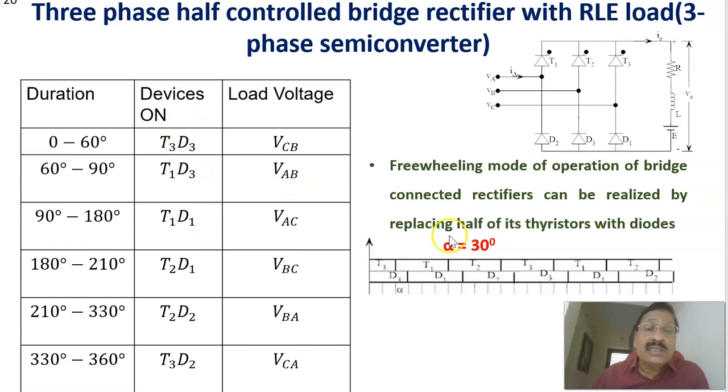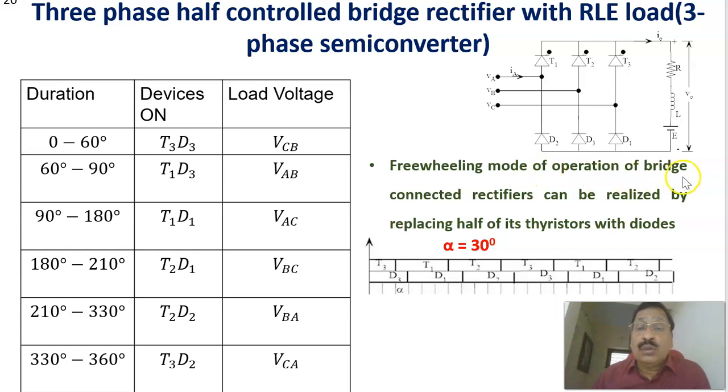Like that, looking from this one, you can write which is from the positive group and which negative diode is conducting. Based on that, you will be getting the corresponding voltage across the RLE load. That is indicated in the table. At different instants, what are the devices that are conducting? One from the upper thyristors, and one from the lower diodes. Based on that, you'll be getting the voltage across the RLE load.